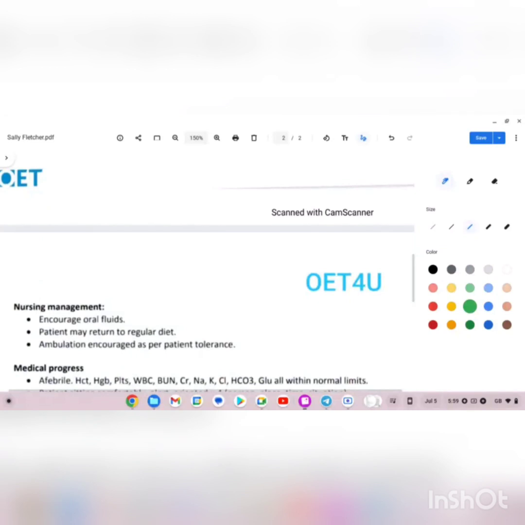And what is the nursing management? That is what we provided to the patient while the patient is in the hospital. Encouraged oral fluids, that is one point. The patient may return to a regular diet. There are some changes in diet, but she can return to her regular diet after some time. Ambulation encouraged as per patient's tolerance, that relates to mobility that we already discussed. So ambulation is encouraged as per patient's tolerance. These are the important things.